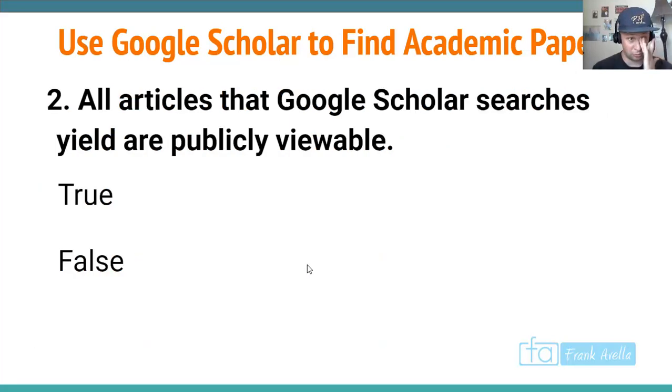Okay. All articles that Google Scholar search yield are publicly viewable. Remember, we said that not all of them, right? I think I said that. I think it was on the first slide of this section. It's most stuff, but not all of them.